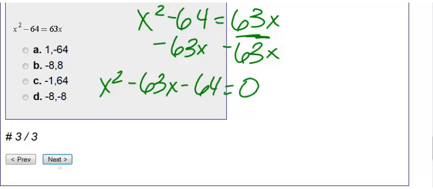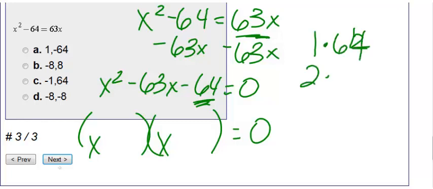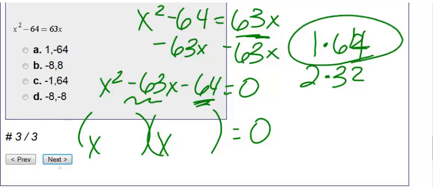Next, I'm going to have to factor. I break up into my two parentheses, still set equal to 0. We put x and an x. Now I have 64 here. So if I were to list my factors of 64, I have 1 times 64, I have 2 times 32, and so on. But my goal is to get a negative 63. I can stop there because to get a negative 63, I have 1 and 64. I can make this 64 negative. A negative 64, a positive 1 gives me negative 63. So positive 1, negative 64.